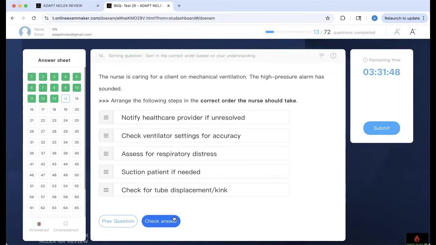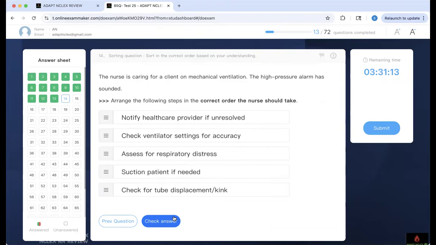And this is caring for a client on mechanical ventilation, a respiratory question with risk reduction and physiological adaptation. High pressure alarm has sounded. Arrange the following steps in order for the nurse to take. Notify the healthcare provider, check ventilator settings, assess for respiratory distress, suction the patient if needed, check for tube displacement or kink. You are taking care of the patient, you hear a high pressure alarm, what would you do? Arrange the steps that you would take in order to prevent harm to the patient.